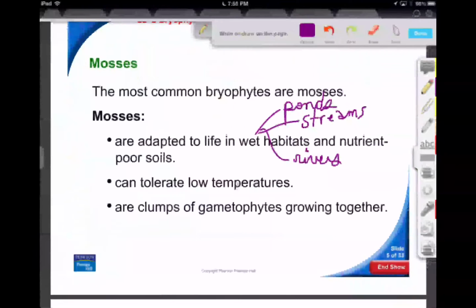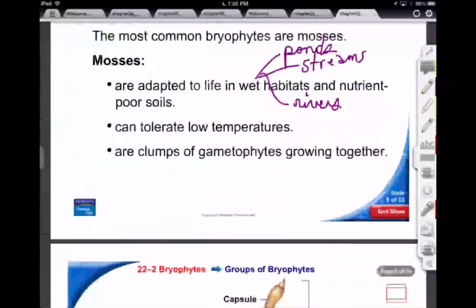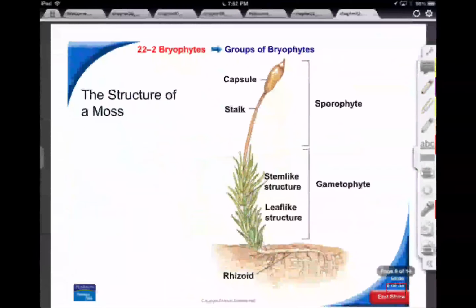And because they can live on rocks, think about it, that's the ultimate nutrient-poor soil. They're just trying to get a foothold. And they don't have true roots. They're very good at tolerating low temperatures. And those green, we saw this before, most of what you see when you look at a moss is a gametophyte. And they're growing together in sort of a large colony. It's very neat. So here you go. Everything you wanted to know about moss, but were afraid to ask.